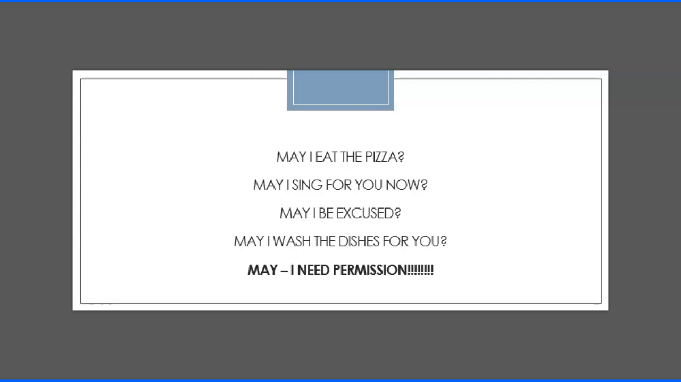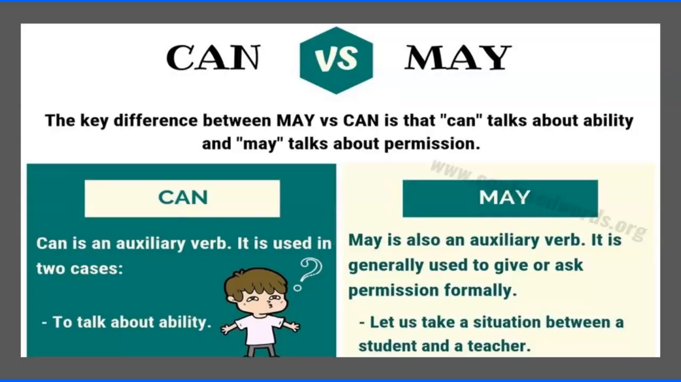So here's some others. May I eat the pizza? It's lunchtime, getting kind of hungry. May I sing for you now? May I be excused? May I wash the dishes for you? You need permission, you use may. Here's another little cartoon, and the key difference is that can talks about the ability and may talks about permission.